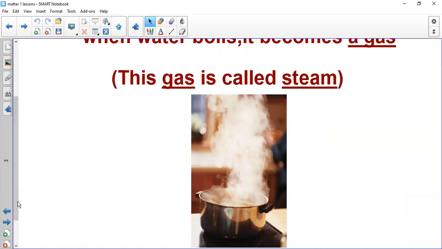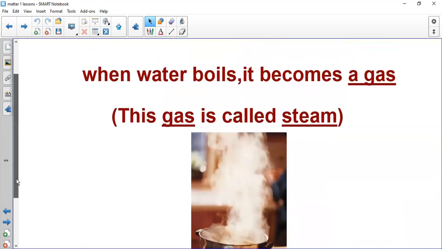Steam. When can we see steam? When water boils, it becomes a gas, and this gas is called steam. So steam is an example of gas.